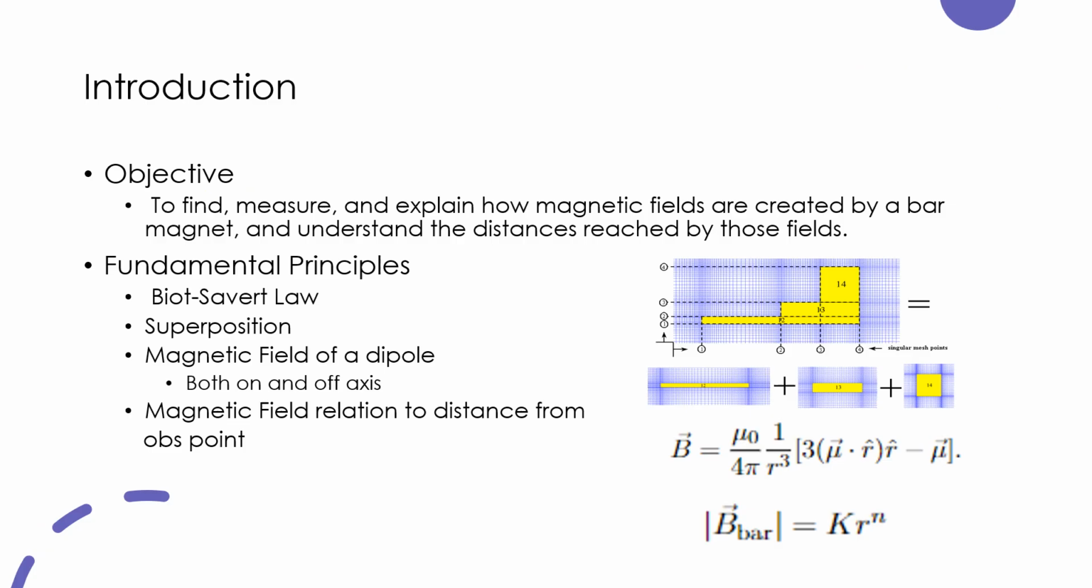So first, we're going to introduce this lab. The objective is to find, measure, and explain how magnetic fields are created by a bar magnet and understand the distances reached by those fields. There are four main fundamental principles that will be used here. The first is the Biot-Savart law, which can be seen right here in this equation, which is going to be used to find the magnetic field in either a wire or you can use it to derive the equation for a dipole. We also have the idea of superposition, which is pictured in this visual right here.